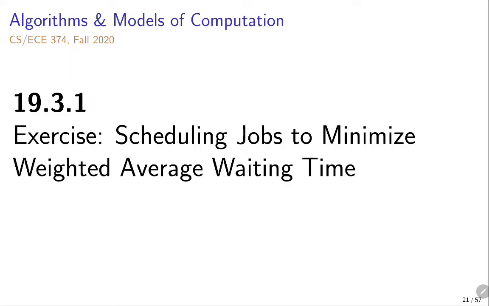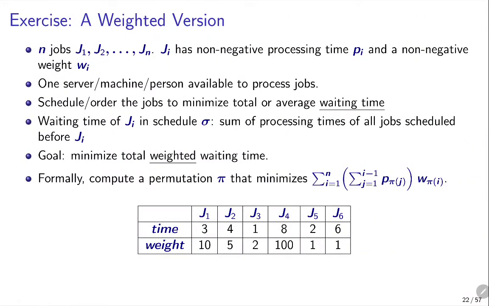Okay, so let's solve the exercise. Let me state the exercise again. We have jobs. Every job now has a processing time, and there is also a weight, W_i. You should think about the weight as how much you are getting paid for this job. That's the right intuition of what's going on.